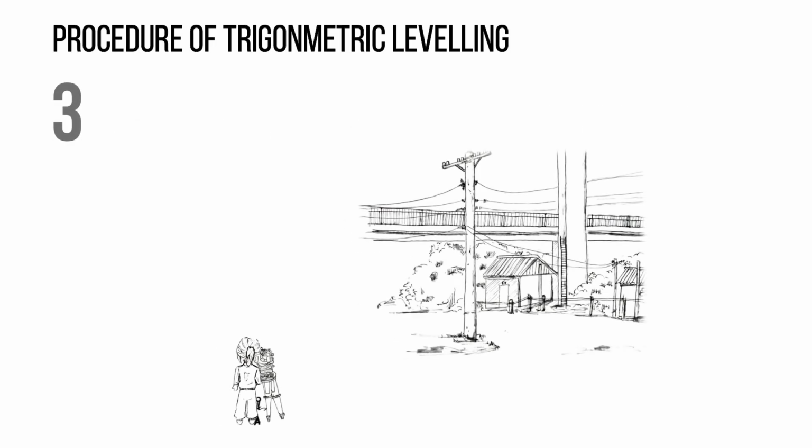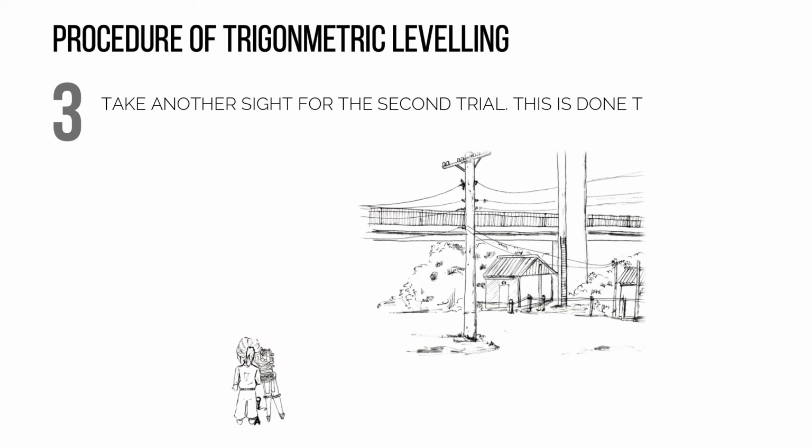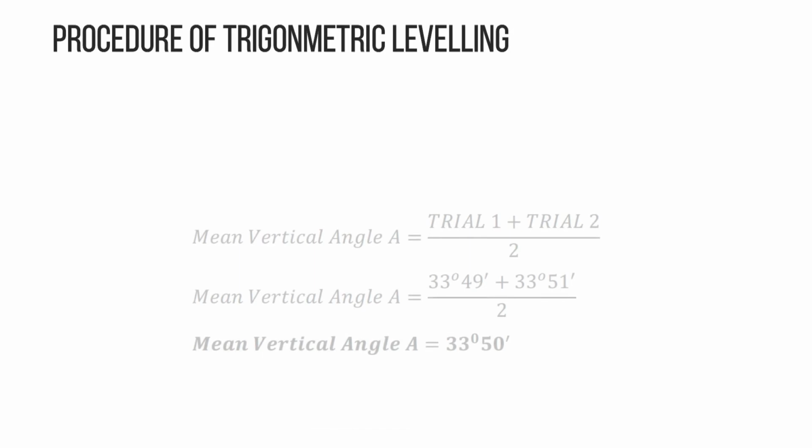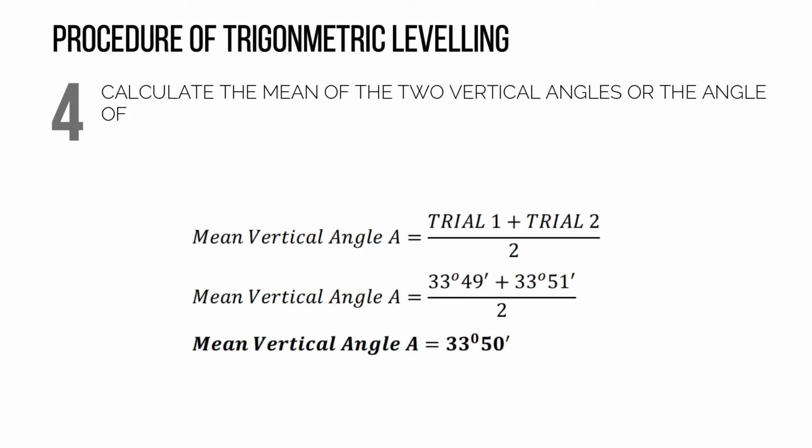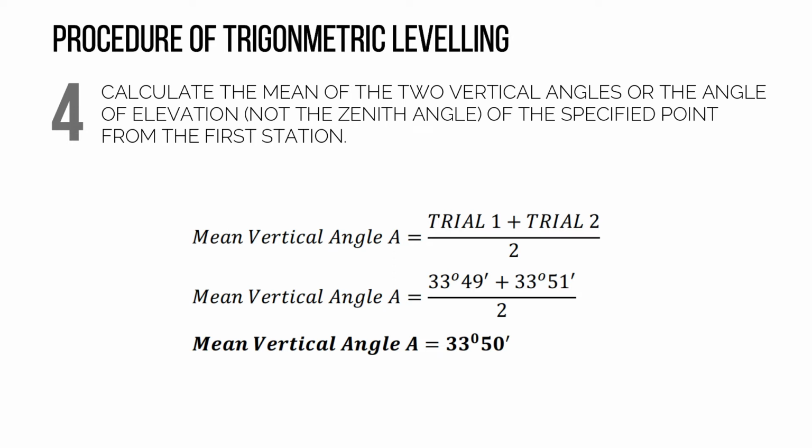Number 3. Take another sight for the second trial, and this is done to determine the precision of the observations. Number 4. Calculate the mean of the two vertical angles, or the angle of elevation, not the zenith angle, of the specified point from the first station.